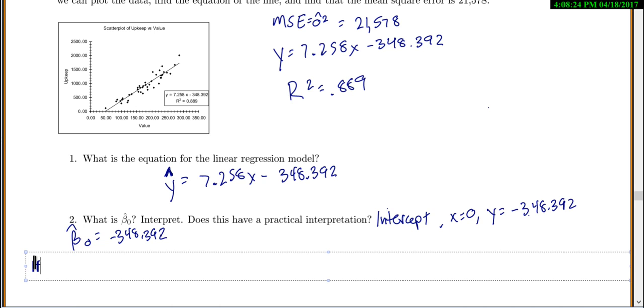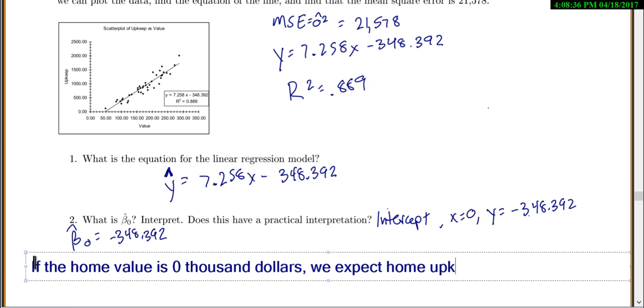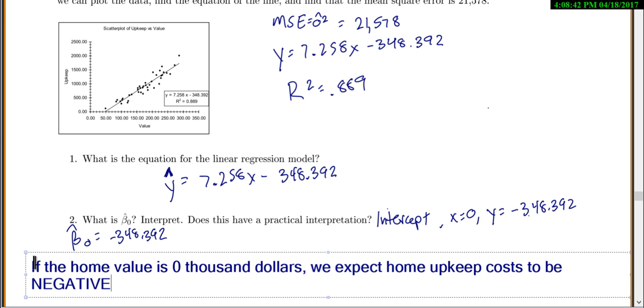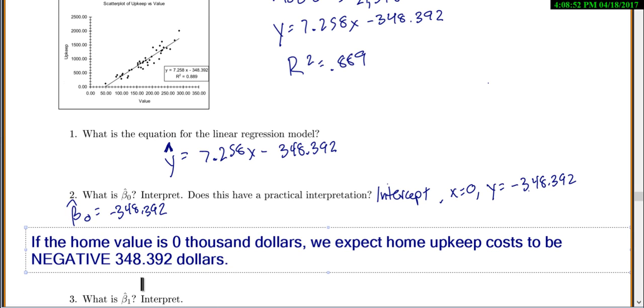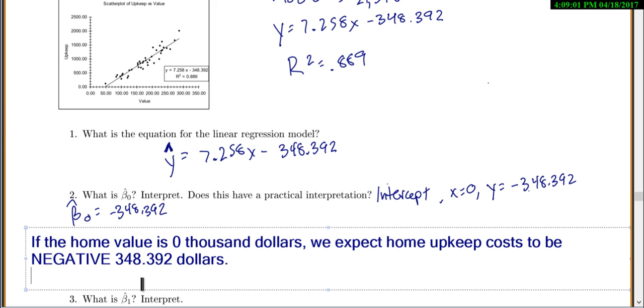So this is saying if the home value is zero, now home value is in thousands of dollars, so $0,000, we expect home upkeep costs to be negative 348.392. So, does this seem practical? Well, first of all, can you have a home that's worth $0? No, homes cost something. We're not talking about what you're going to buy it for, but what the home is actually worth. And also, a negative upkeep value means that someone's paying you to live there, and that's just not going to be practical.